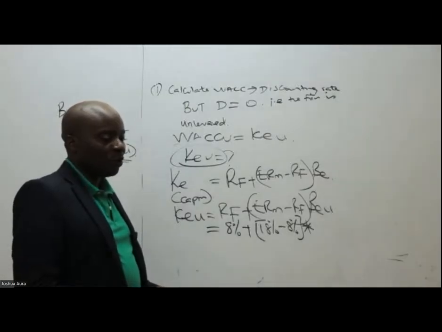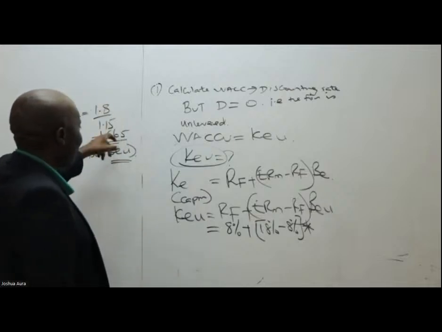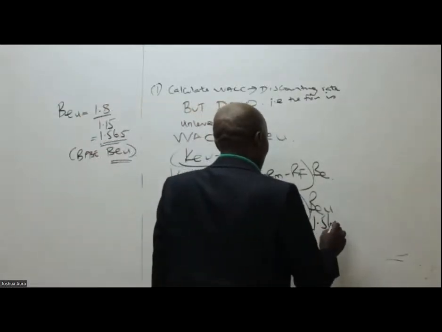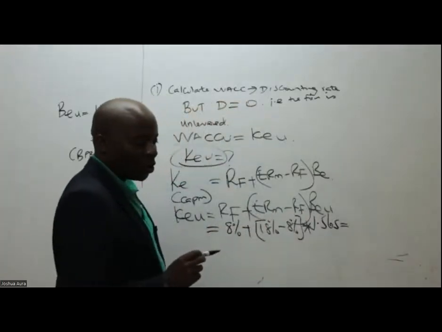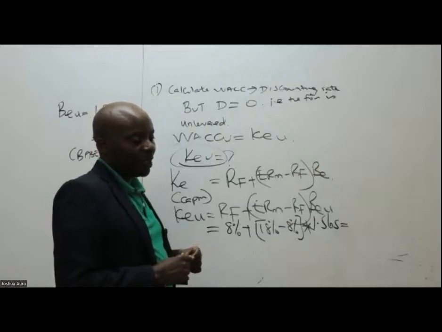Is there somebody who is able to recall that figure? Beta equity of unlevered firm: 1.565. We have it here, because I'd written it like this, please allow me to use what I wrote here. So please go slowly, and then you give me the answer.